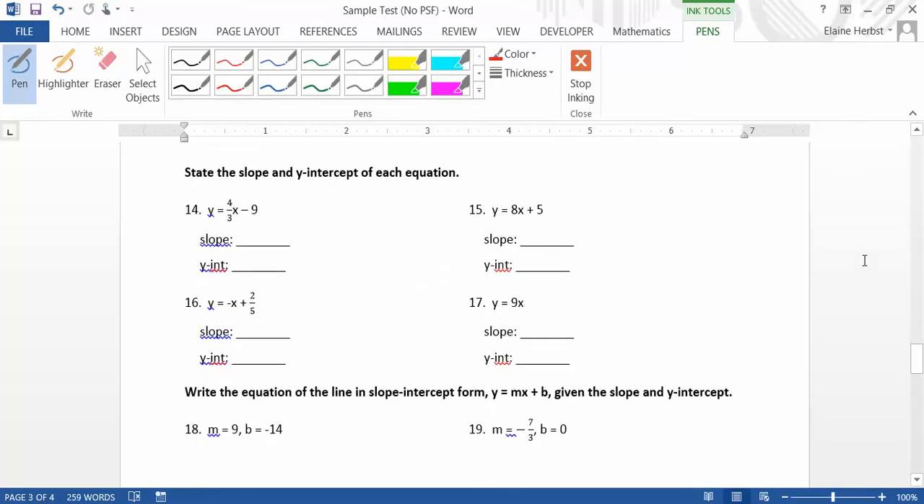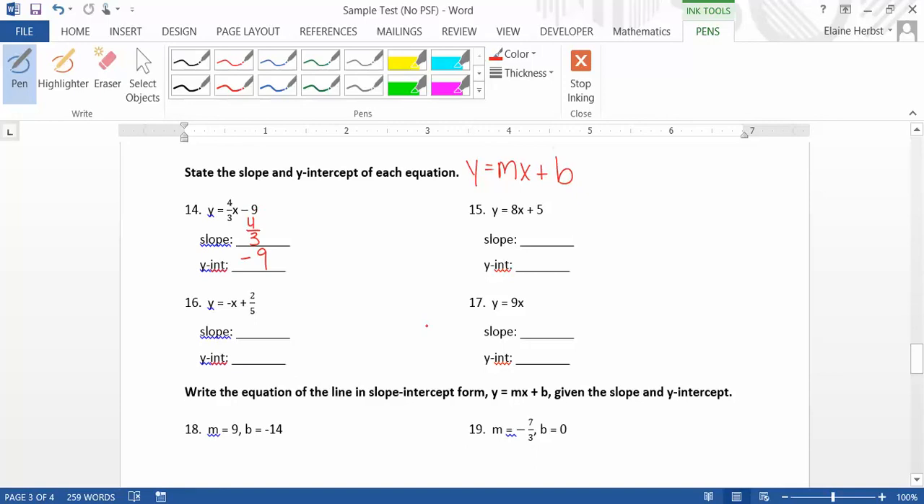On 14, 15, 16, and 17, you're just asked to write the slope and the y-intercept. Remember, slope-intercept form is y equals mx plus b. The m is the slope, and the b is the y-intercept. So the slope on 14 is 4/3, and the y-intercept is -9. 4/3 is coming from the number in front of the x, the -9 coming from the b, the number in the back.